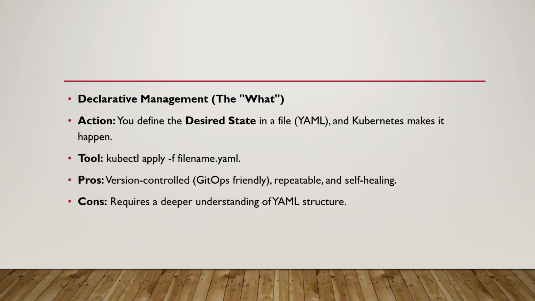Okay, so the pros of this are that it is version controlled, very Git-operations friendly. Okay, and it is repeatable and self-healing in nature. Okay, it also follows the idempotent nature. It means if you run apply -f filename.yaml two times, it will not adversely affect your deployments. Okay, if nothing has changed, then it will apply no changes there. Okay, but consider that it requires a deeper understanding of YAML structure too.